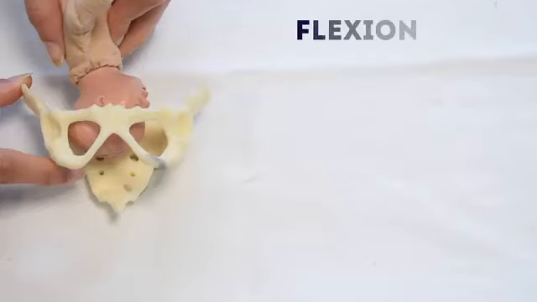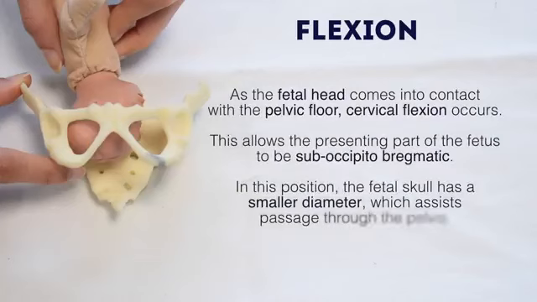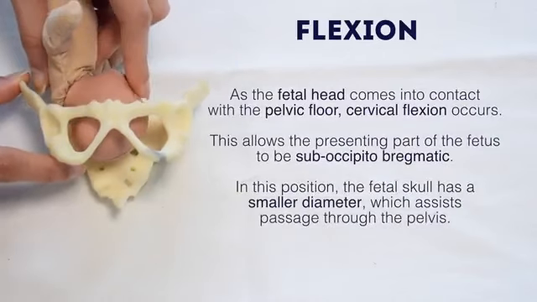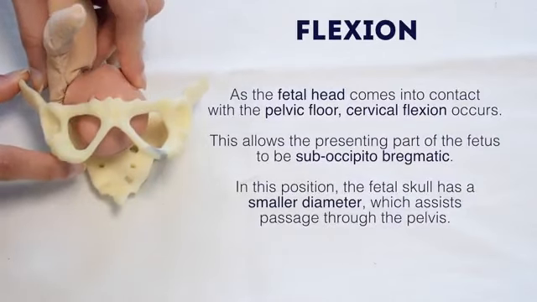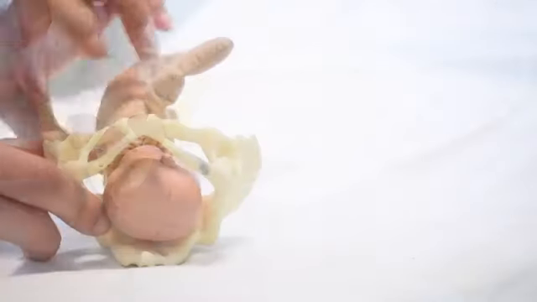Flexion. As the fetus descends, its head comes into contact with the pelvic floor. This causes flexion of the fetal neck, chin to chest, allowing the presenting part of the fetus to be suboccipitobregmatic. This creates a smaller diameter for the passage through the pelvis.